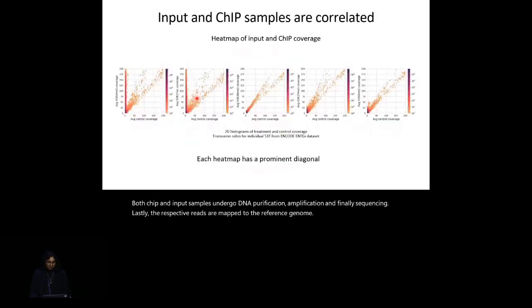The input and ChIP samples have a high correlation for a majority of genomic loci, and this can be clearly seen in the data. Here I am showing 2D histograms of just treatment and control coverage for transverse colon tissue of individual 51F from the ENCODE ENTEx dataset. And here I'm showing data for 5 different histone modifications. The x-axis shows average control coverage and y-axis shows histone modification coverage. The presence on the diagonal shows this strong correlation.